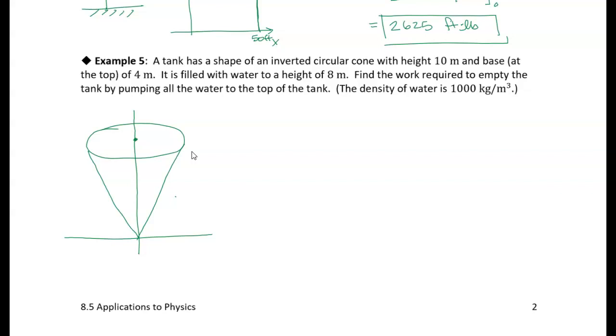Now it says the base is 4 meters wide, so that means the radius is 2 meters. This is the y-axis, this is the x-axis. What else do we know? We know that the height is 10 meters, so I'll just put 10 meters here. And then that's filled with water to the height of 8 meters. So let me draw a sketch in where that water level is. Let's put a little bit of an oval in here to indicate the water level. So the water level is at 8 meters.